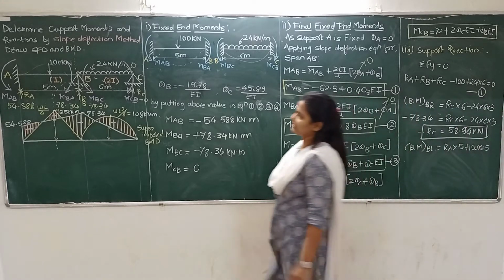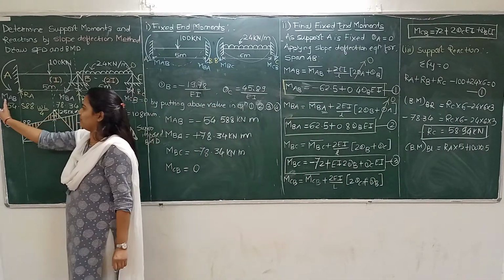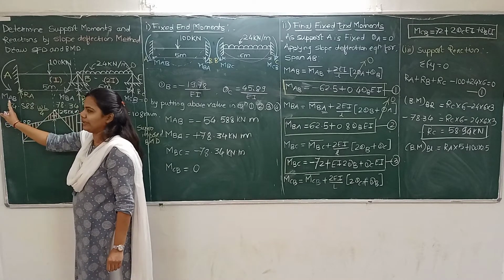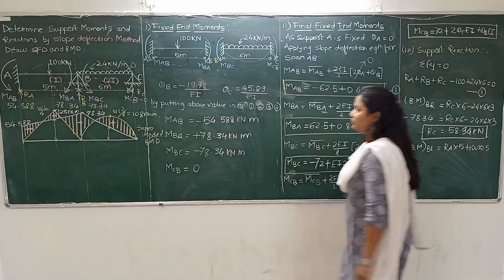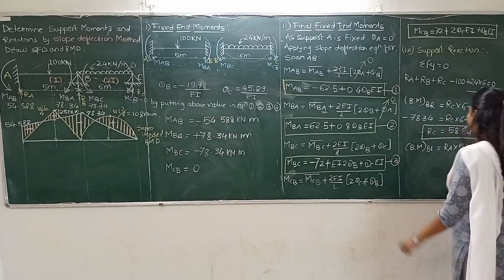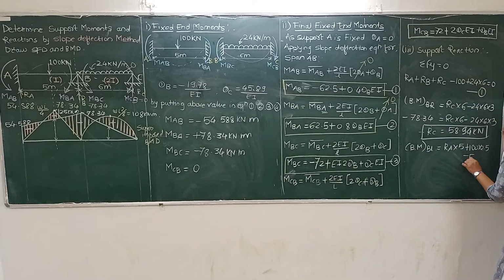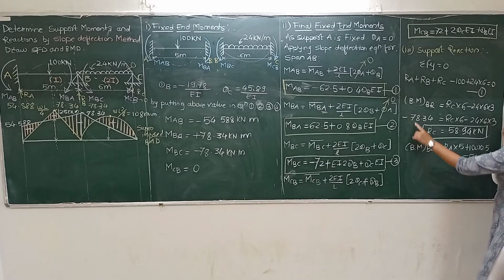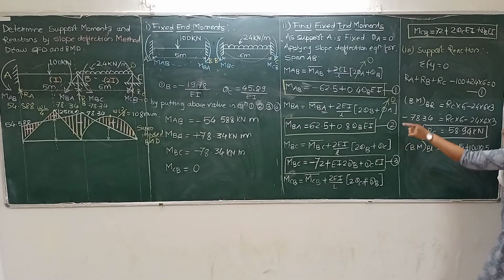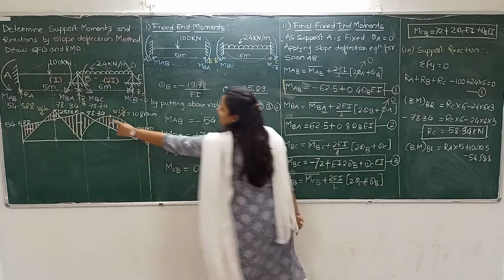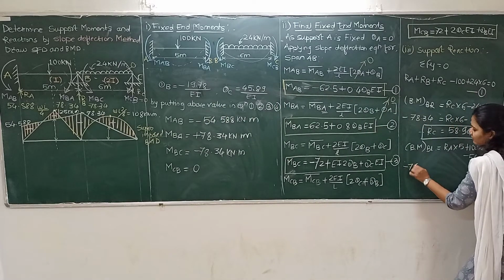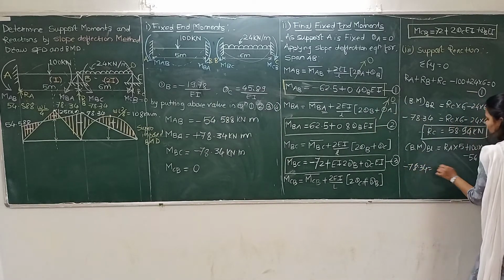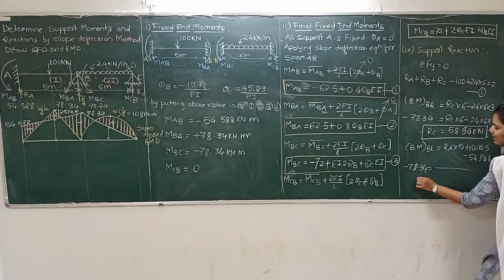And the fixed end moment which is present at point A, MAB, which is of magnitude 54.588, that you also have to consider when you take the summation of moments at B point. So it is minus 54.588, and that we have to equate to the net bending moment at B point, which is minus 78.34, the net hogging bending moment. So minus 78.34 is equal to this equation. You will get the value of RA.